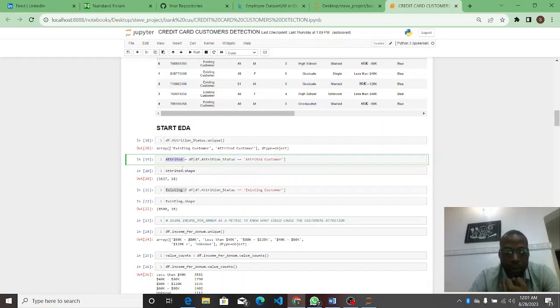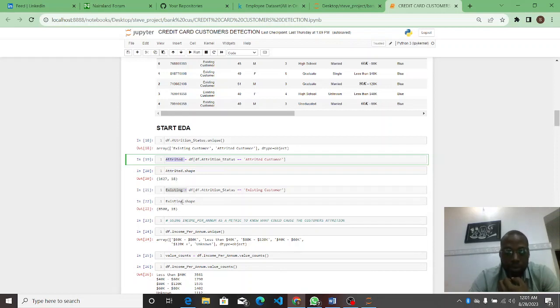The attrited one, checking the shape, we see that we have 1627 entries, which indicates that we have 1627 customers that stopped using the credit card service for the bank. And that left us with 8,500 entries for the existing data frame, which means we have 8,500 customers that are existing and currently using the credit card service for the bank.